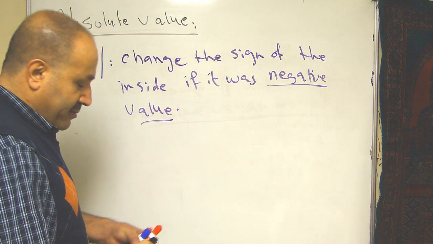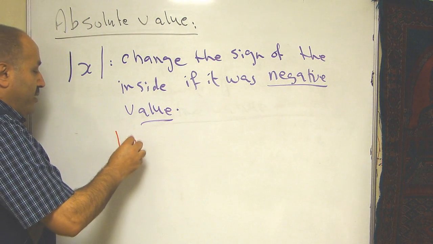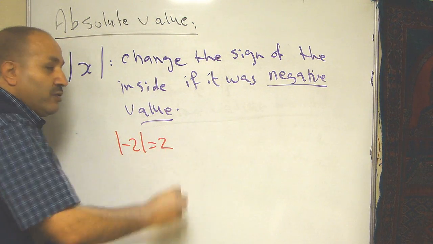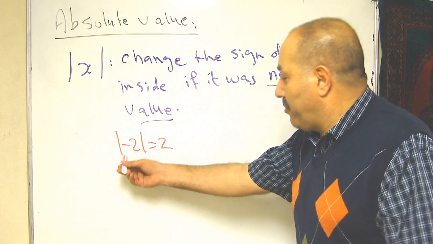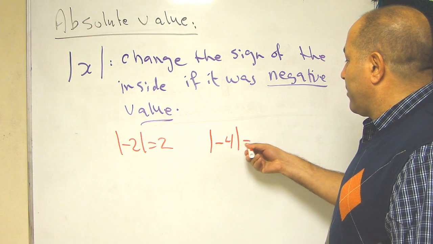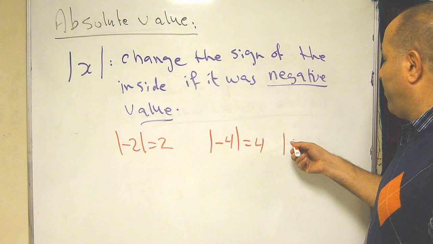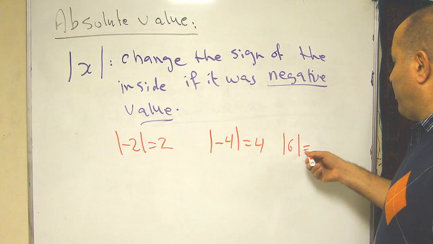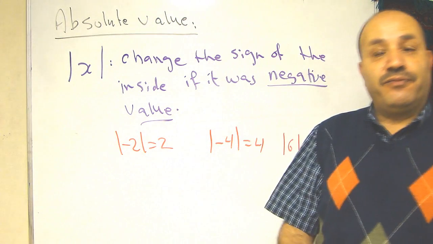As an example, the absolute value of -2 is equal to 2 because it is negative. That's why we did change it from minus to plus. The absolute value of -4 will be 4. But the absolute value of 6 will be 6. We did not change the sign because it was positive.